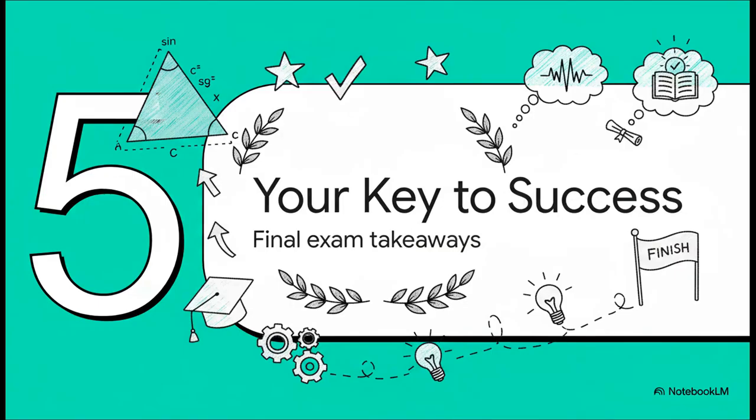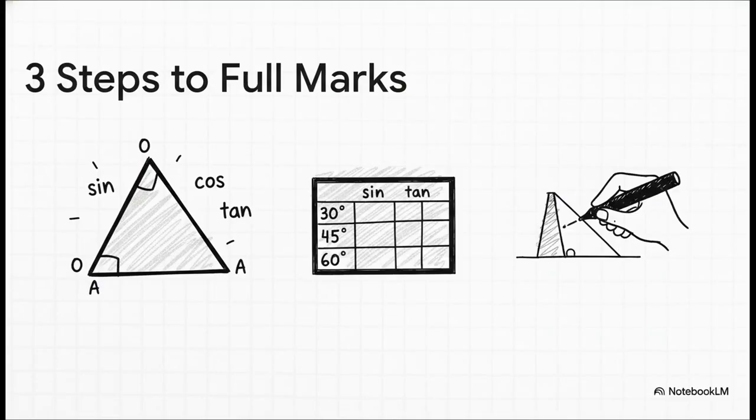Okay, let's bring this all home. If you're walking into that exam, what are the absolute most critical things you need to remember to guarantee your success? Let's boil it all down. It really just comes down to this. Number 1, know SOHCAHTOA like the back of your hand. 2, memorize that table of values for 30, 45, and 60 degrees. It's non-negotiable. And 3, the golden rule. Always draw the figure first. A correct diagram is literally 90% of the solution.